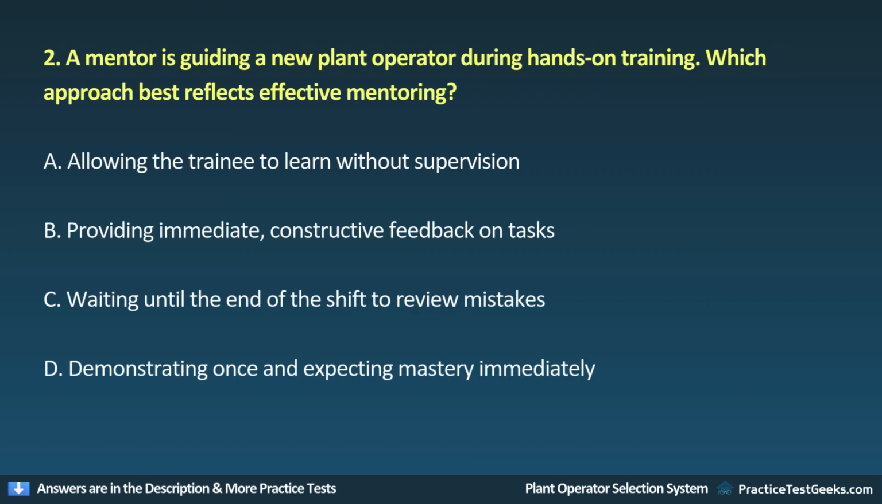2. A mentor is guiding a new plant operator during hands-on training. Which approach best reflects effective mentoring? A. Allowing the trainee to learn without supervision. B. Providing immediate, constructive feedback on tasks. C. Waiting until the end of the shift to review mistakes. D. Demonstrating once and expecting mastery immediately.